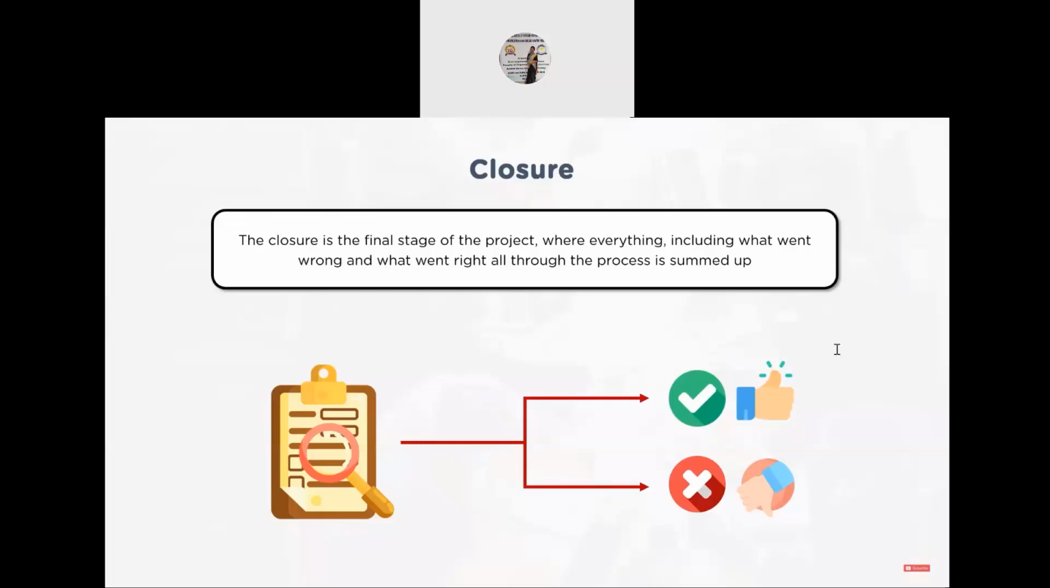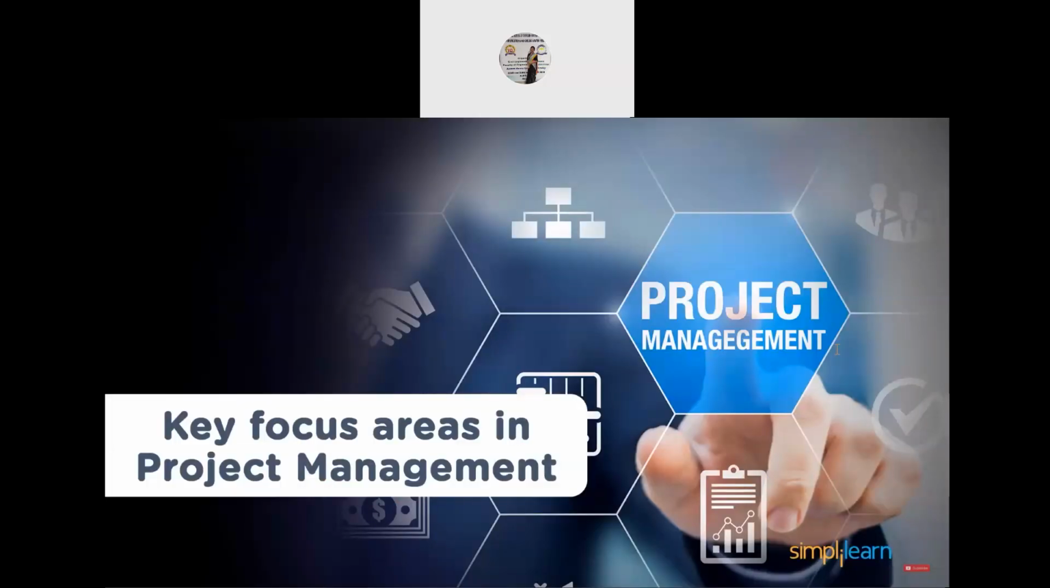And also disbanding the team means you dismantle the entire team and send them back to their specific units or specializations, where they may get assigned to a new project, or if it is a functional setup, they can go back to their functions to do their functional activities. So that was about what happens in the entire project life cycle.